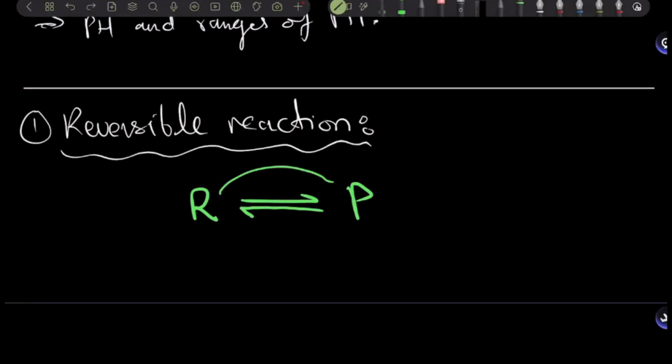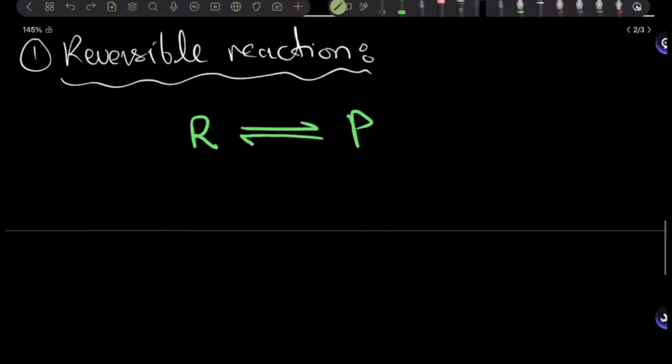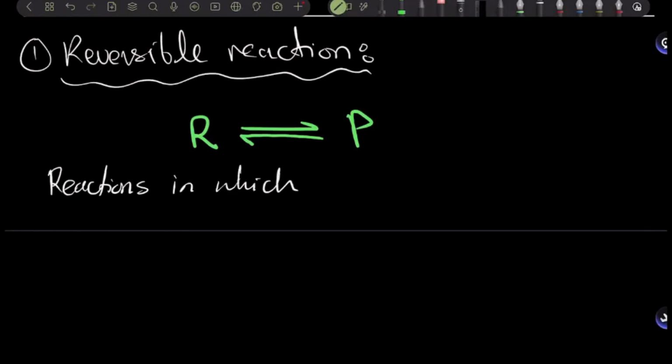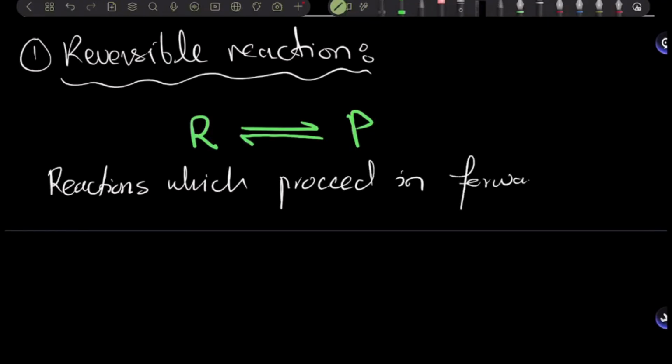These are known as reversible reactions. You could either make products from reactants or reactants from products. So it proceeds in both directions. So we can define reversible reactions as reactions which can proceed in forward and backward directions. All right, so they can go forward and they can go backward.